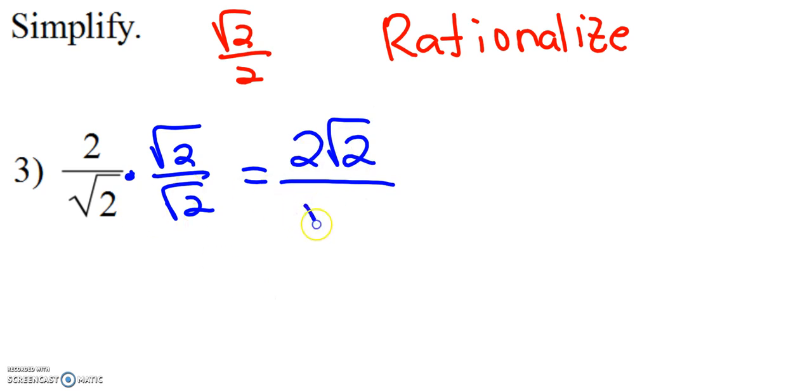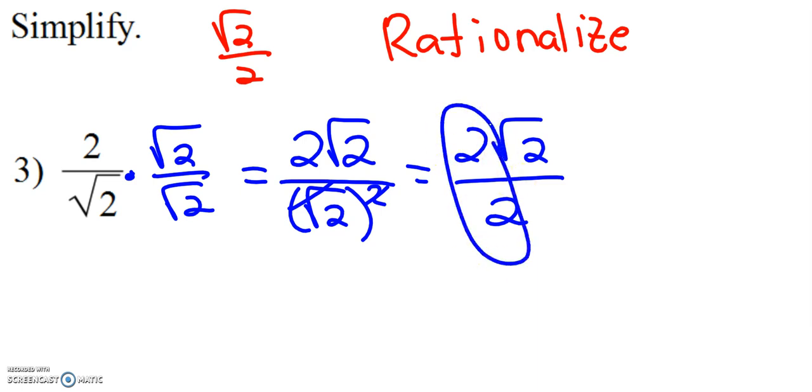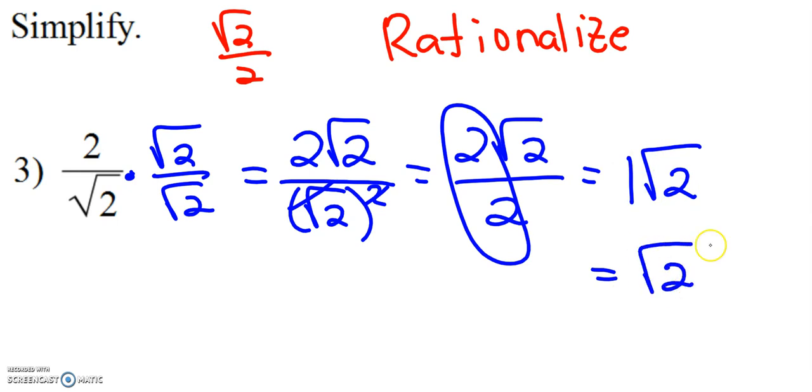And on the bottom, I have radical 2 squared, because I'm multiplying radical 2 by itself. And what happens when I have a square root being squared? They cancel, so I'm just left with 2 radical 2 over 2. And that happens every time when you rationalize. The last step is to say, okay, I've got 2 over 2, which simplifies to 1. So 2 divided by 2 is 1, and I'm just left with radical 2. So my answer here is simply radical 2.